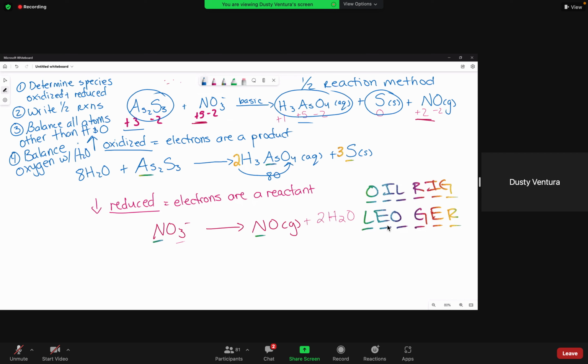Next, we're going to balance hydrogen. We just messed up hydrogen because we added a bunch of hydrogen with our waters. So we're going to balance hydrogen with H+.